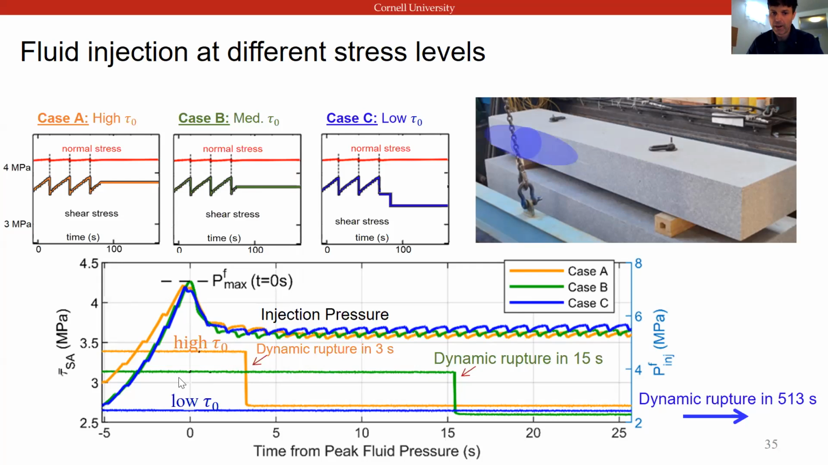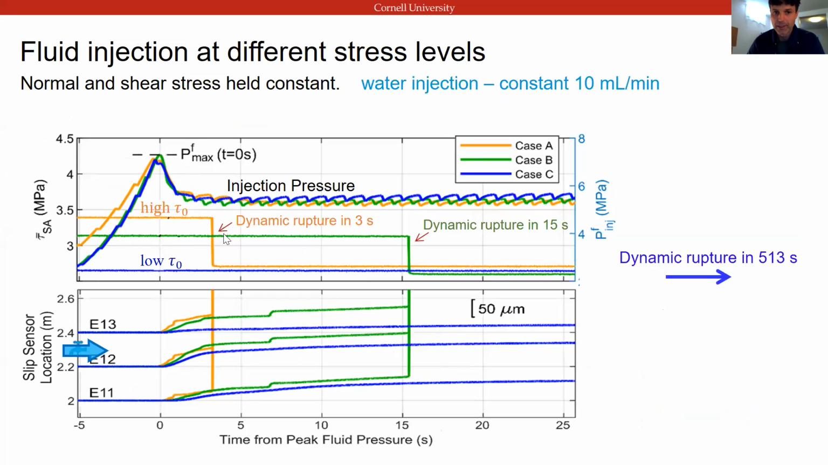When the shear stress was low, we had to pump and pump for about 500 seconds. We expect that the fluid is leaking out the top and bottom, but it's still expanding along the length of the fault. Eventually we got a dynamic rupture, and it didn't go through the entire sample, it just ruptured part of the sample. And the medium case is sort of in between, right?